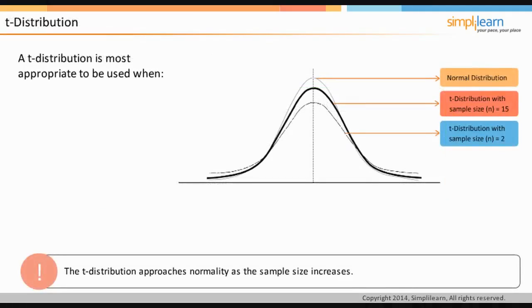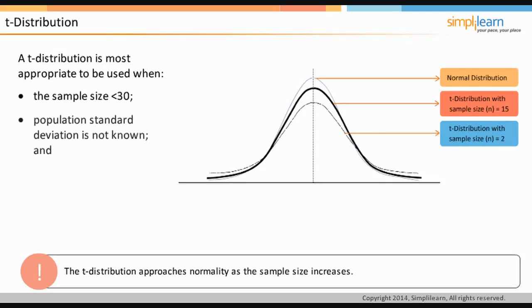The t-distribution method is the most appropriate method to be used in the following situations: when you have a sample size of less than 30, when the population standard deviation is not known, when the population is approximately normal. Unlike the normal distribution, a t-distribution is lower at the mean and higher at the tails, as seen in the image.